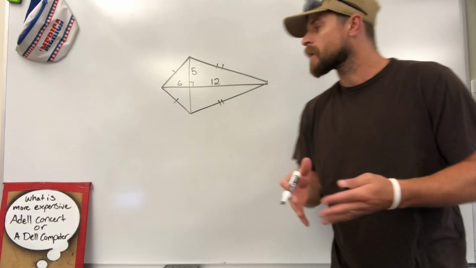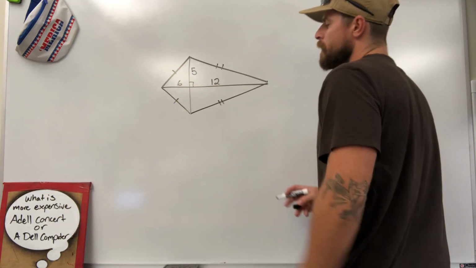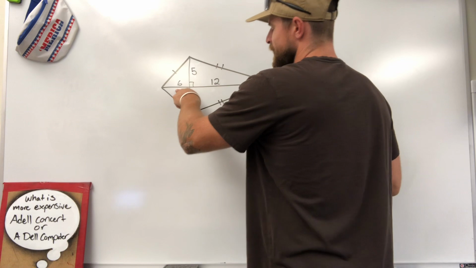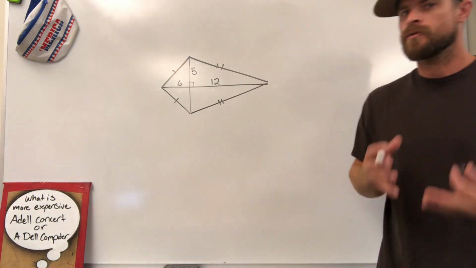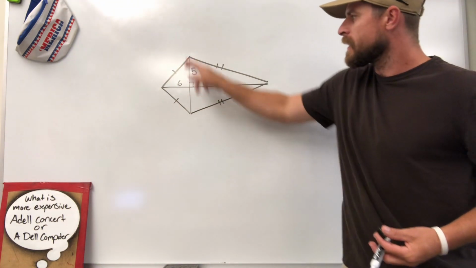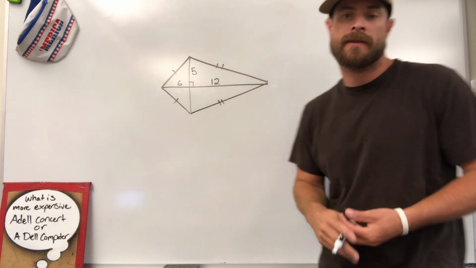All right, in this video, you are given a kite with some dimensions inside the interior of the shape. We are given 5 for this distance, 12 for this distance, and 6 for this distance. And what we're going to use is the Pythagorean theorem to find our missing side lengths. So we know we have congruent sides here and here, and here and here, and we're going to be able to find the distance of those by using the Pythagorean theorem.